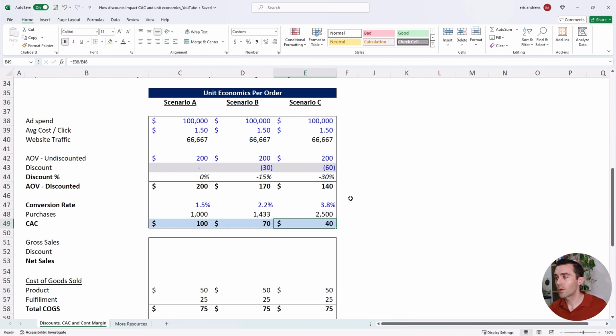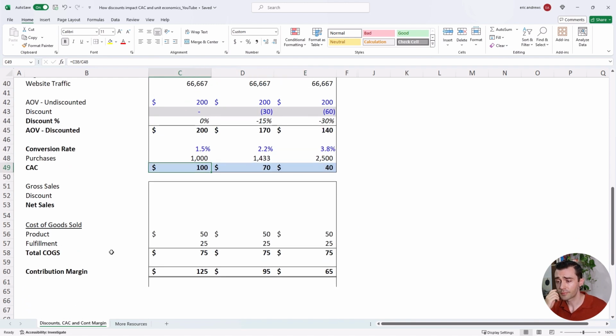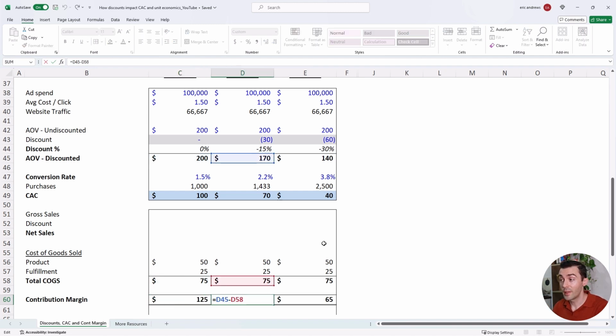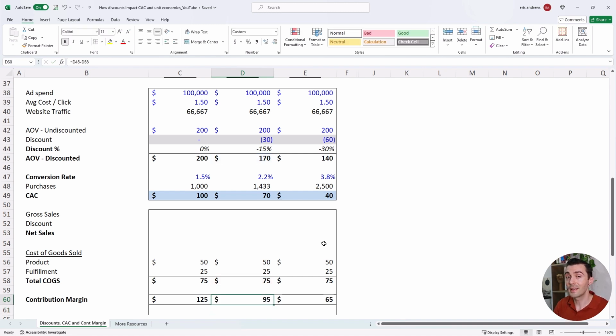So now the real question is, in which of these scenarios do we actually make the most money per customer? So you can see here that in scenario A, your revenue minus your COGS is 125. In scenario B, your revenue, which has dropped now to 170, minus COGS is 95. And in scenario C, your revenue minus COGS is 65. So it looks like your margins are going down very quickly.